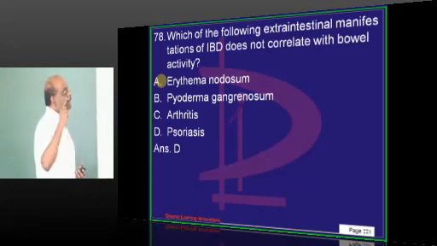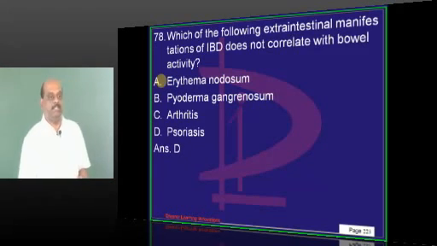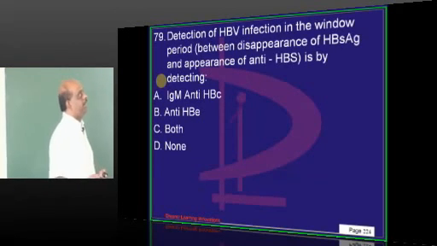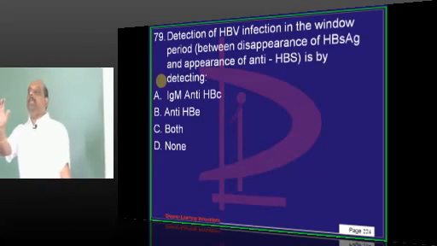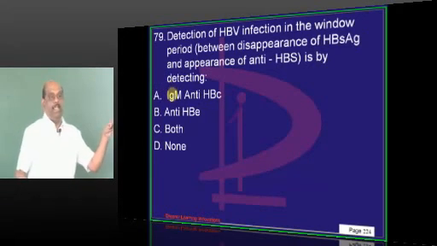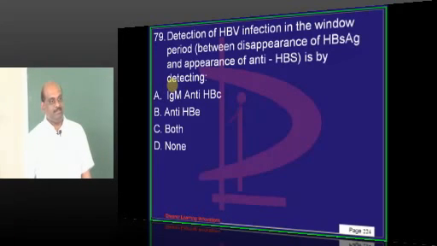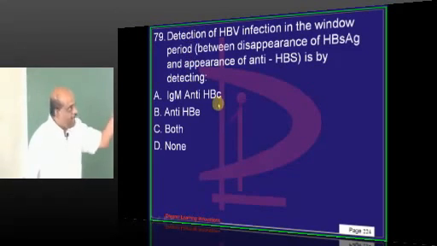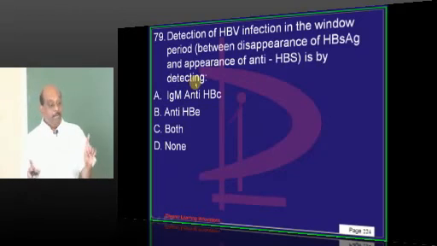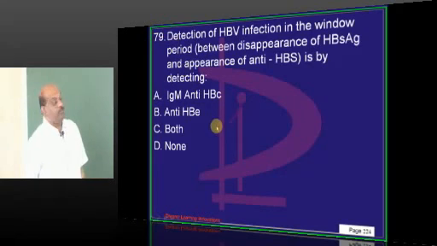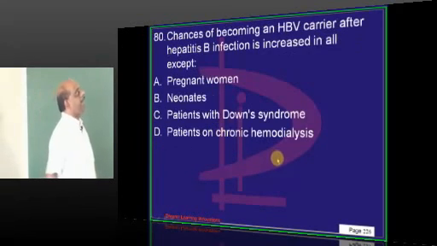Now doctor, IBD will not correlate with psoriasis. Psoriasis and IBD do not correlate. Window period: generally when HBsAg disappears, anti-HBs will appear. After the first one leaves, the second one comes in. HBsAg and anti-HBs are like that. But between the two, when one has left and the other has not arrived, that is called the window period. What is the best marker in it? IgM anti-HBc.